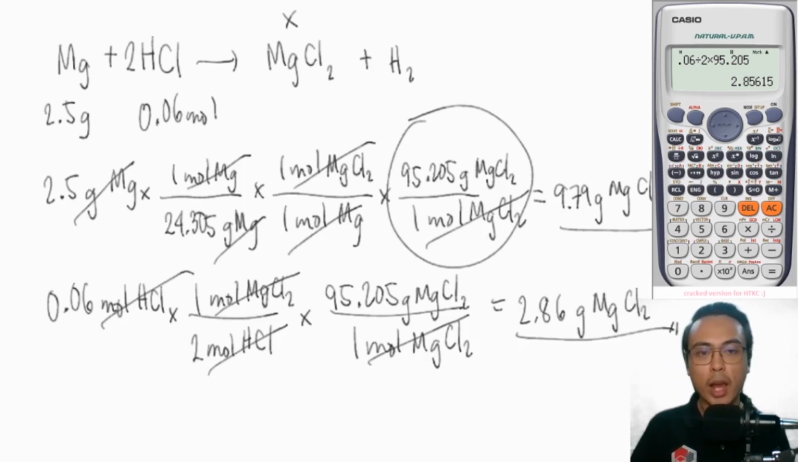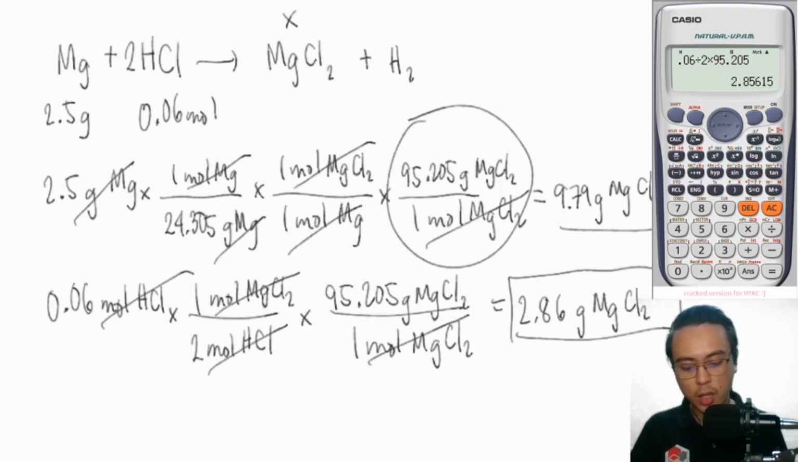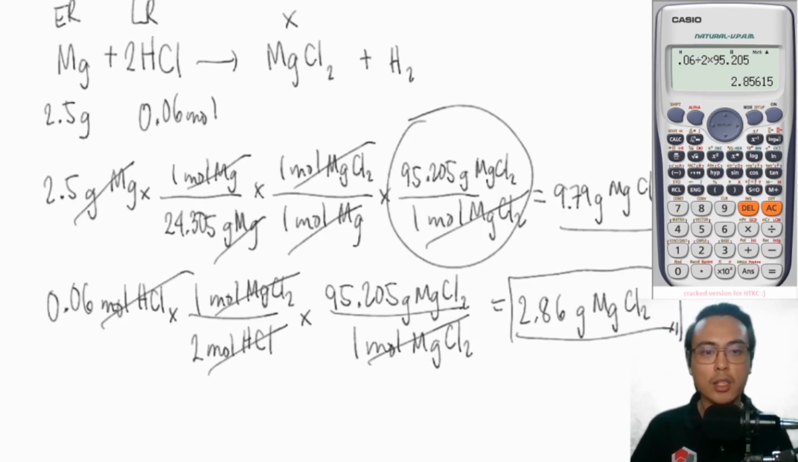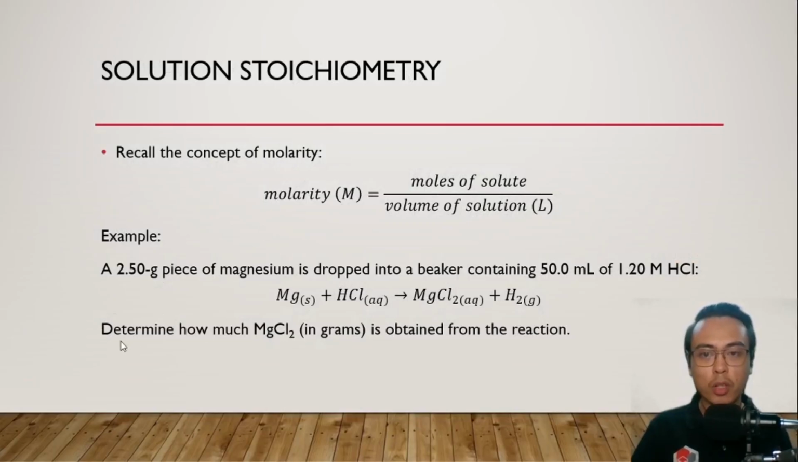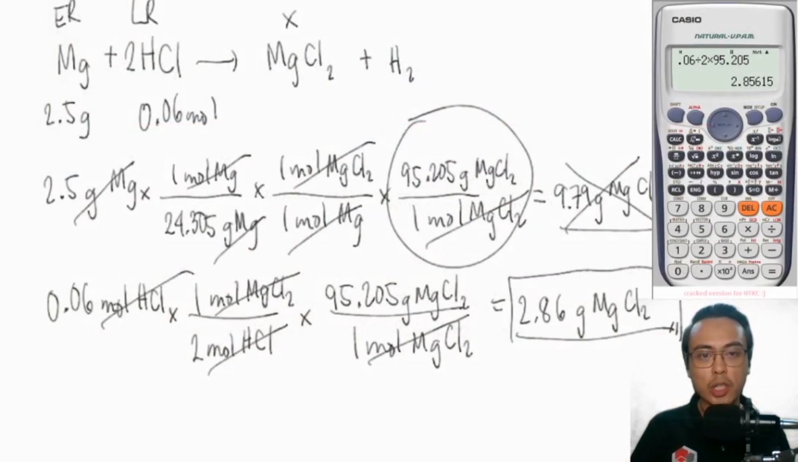Based on our 2 answers, what do we choose? We choose the lower one, and we say that HCl is our limiting reactant and magnesium is our excess reactant. So we say that the 9.79 grams of magnesium chloride is the wrong answer because it came from the excess reactant. Going back to the problem, we are just tasked to determine how much magnesium chloride is obtained from the reaction. Our answer is 2.86 grams. Okay, that is how we apply stoichiometry in solutions. You just have to remember the concept of molarity.